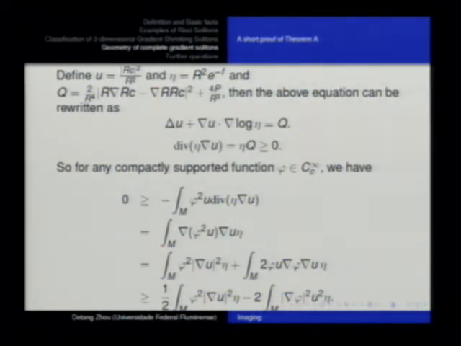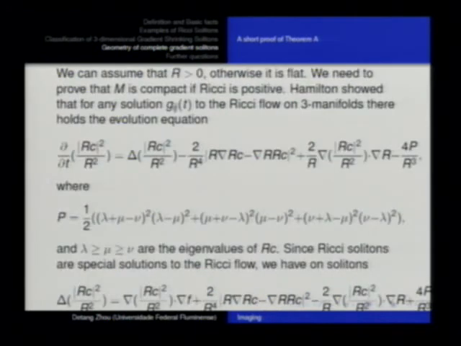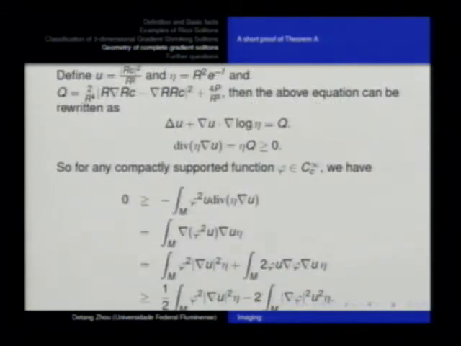So it's quite simple, because before that it was quite complicated. Now you can see the essential things more clearly. For this equation, it's routine. You just take a compactly supported function and do some computation. Because it's a non-compact manifold, you have to take this supported function. So after some trivial computation, you arrive at this.